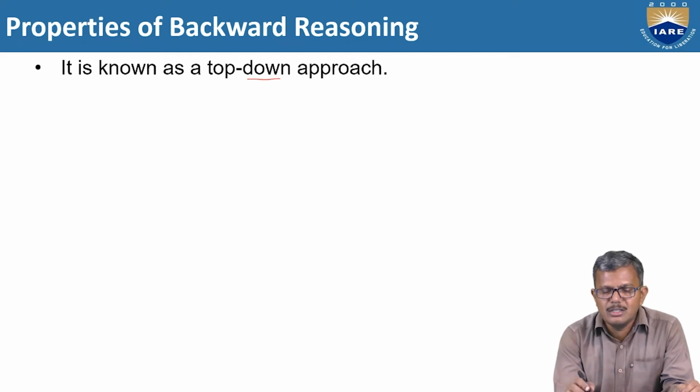Try to understand these things. If you are starting from the initial state and moving towards the goal state, then we can say that it is forward reasoning or forward chaining. If you are starting from the goal state and moving towards the initial state, then we can say that it is backward reasoning.